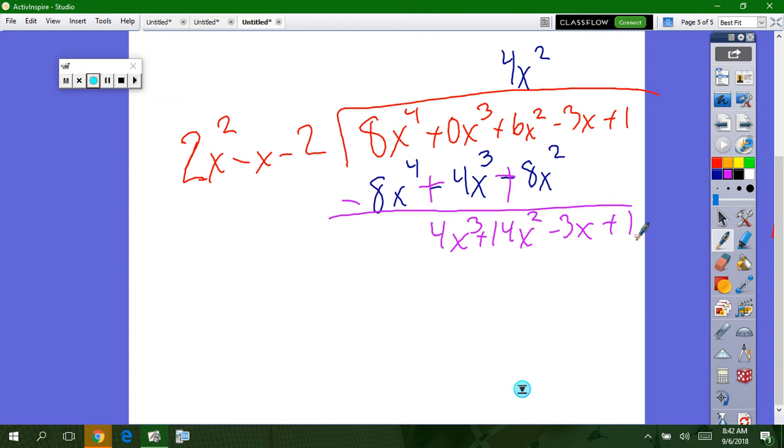Junior, you ready? How does 2x squared become 4x cubed? It needs a 2x, doesn't it? Okay, so here we go. 2x times 2x squared becomes 4x cubed. 2x times a negative x is a negative 2x squared. 2x times negative 2 is a negative 4x. Once again, what do I need to do? Distribute the negative, which does what? Changes the signs, correct? Negative, positive, positive.